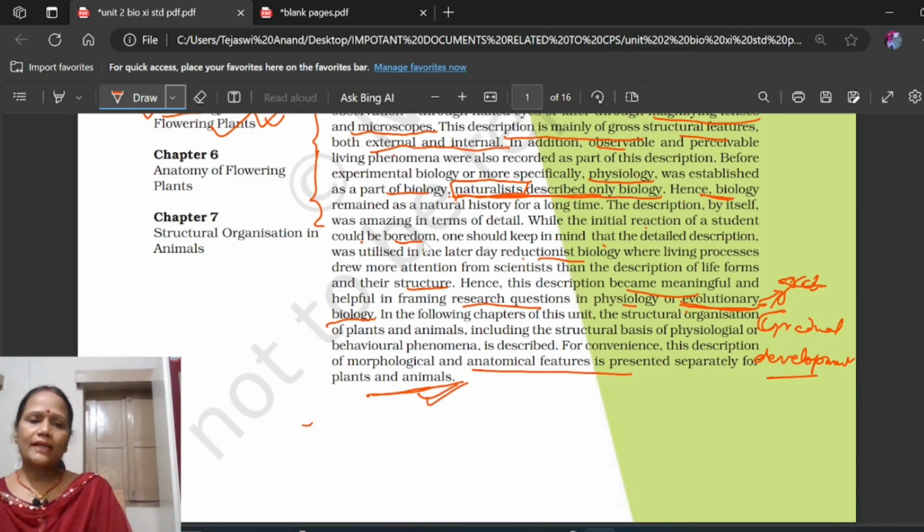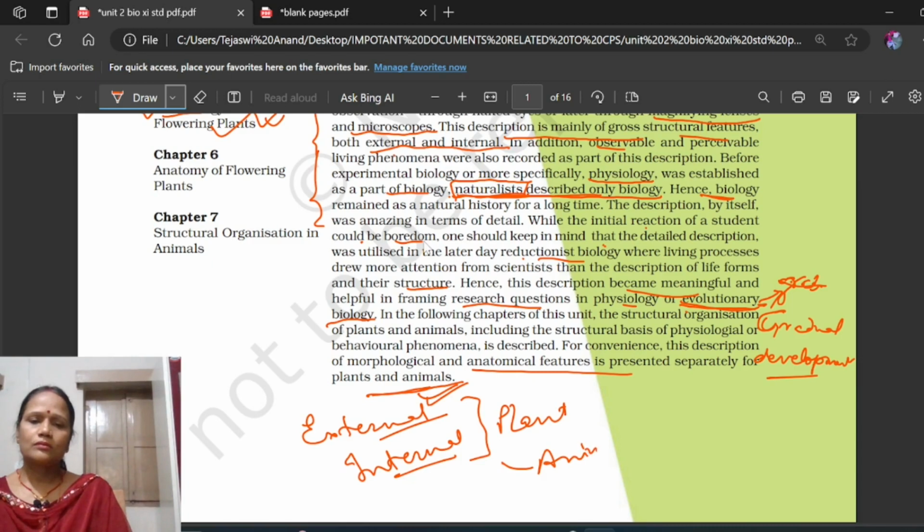We have to study the external and internal features both in plants, as well as the external features in animals. How the animals have been classified into different groups, on what basis, what are the structural organizations that have kept the plants and animals in different groups, that we shall study in this chapter. So first of all, we have to study morphology of flowering plants.